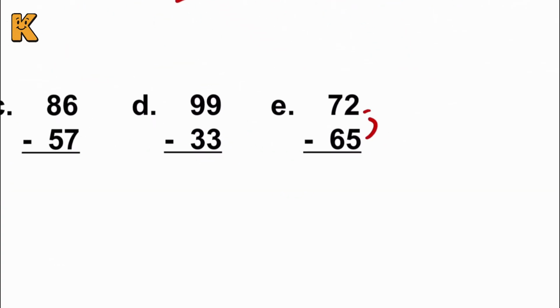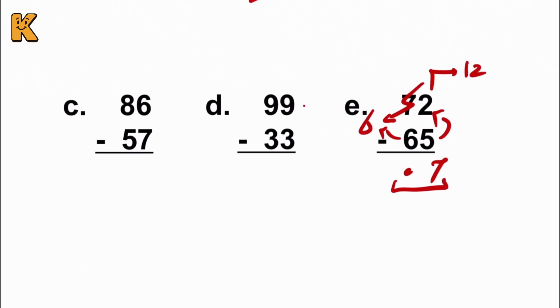There's not enough 5 inside the 2 itself. I have to borrow a number out of 7. This guy is going to be converted to 6. This 2 is going to be converted to 12. 12 subtracted by 5 is 7. 6 subtracted by 6 is going to be 0 itself. So the answer is 7.